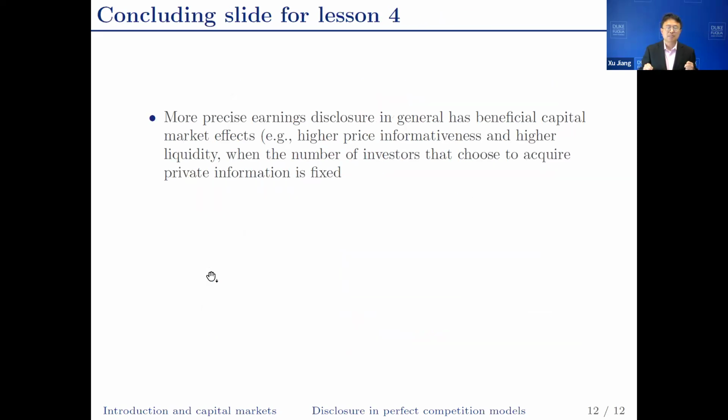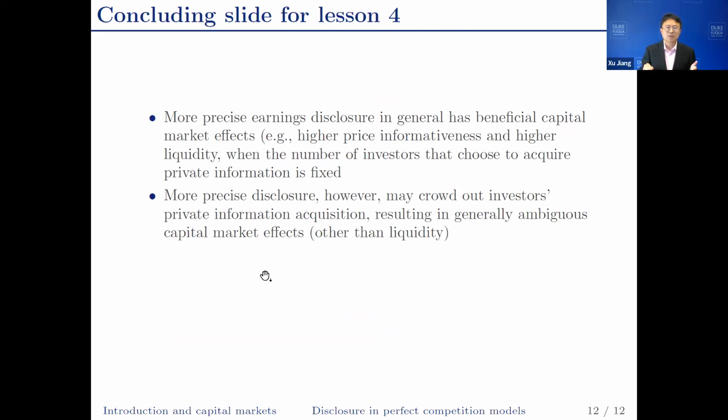So to summarize, more precise earnings disclosure in general has beneficial capital market effects. It results in higher price informativeness, and it results in higher liquidity if the number of informed investors is fixed. However, if we assume that the number of investors that choose to be informed is endogenous, then more precise disclosure can crowd out their private information acquisition activities. And then the capital market outcomes in general are ambiguous, other than liquidity. Liquidity always improves with more precise public disclosure.